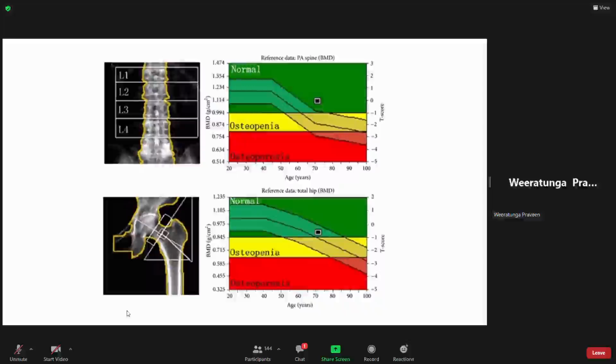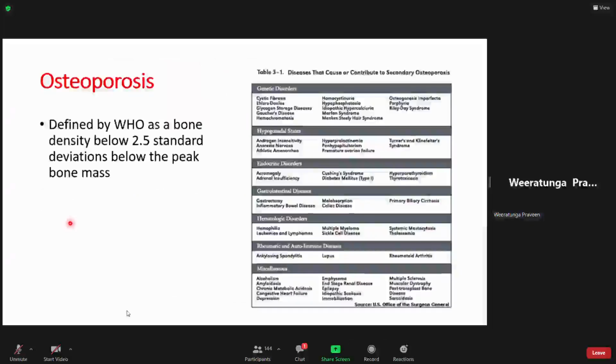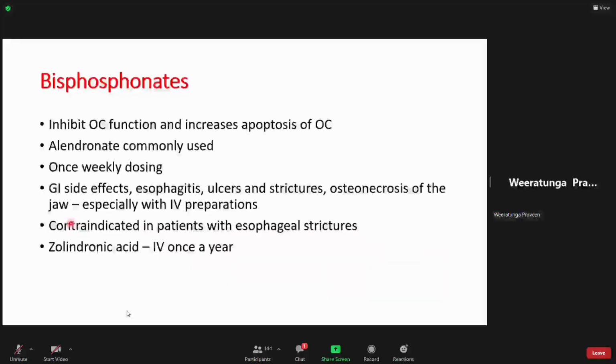It's a very complicated area, so I don't need you to worry too much about this. Almost anything under the sun can cause osteoporosis, but the two common causes are post-menopausal osteoporosis and steroid-induced osteoporosis.